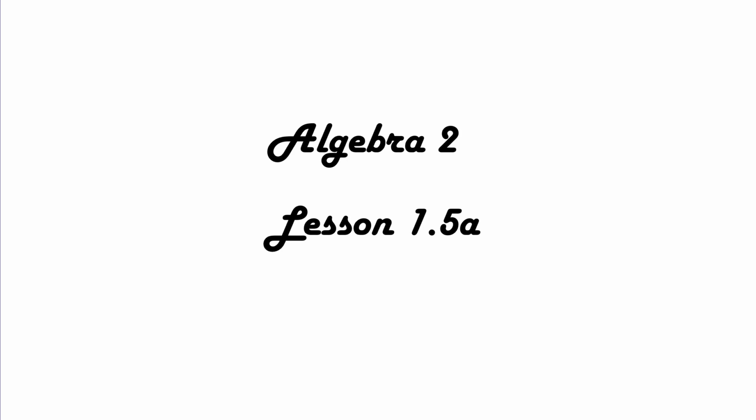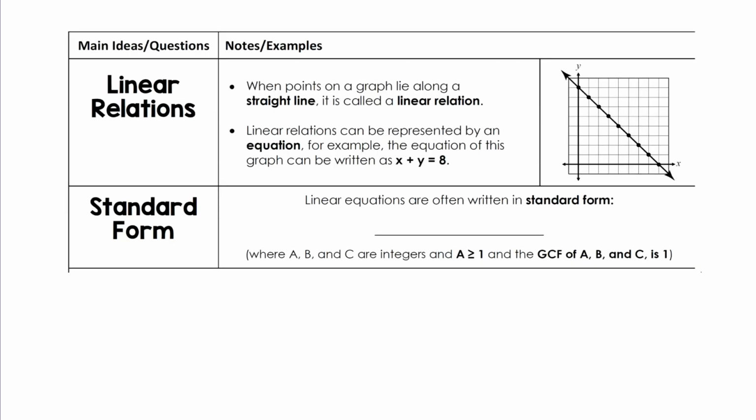So we're going to continue looking at equations of lines, and what we are going to focus on today is basically the equation of a line. All right? Now, even though a straight line that's shown here is technically a function, we can call this a linear relation as well. And the reason is, it's basically in the definition here. When points on a graph lie along a straight line, it's called a linear relation, meaning the relationship between all the points forms this line that's shown here. Linear relations can be represented by an equation. For example, the equation of this graph can be written as x plus y equals 8.